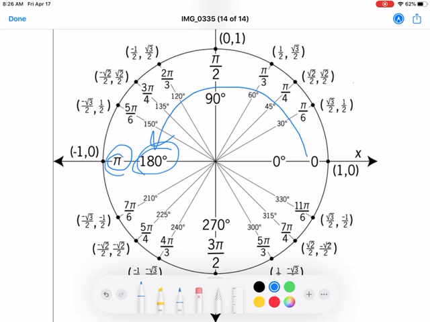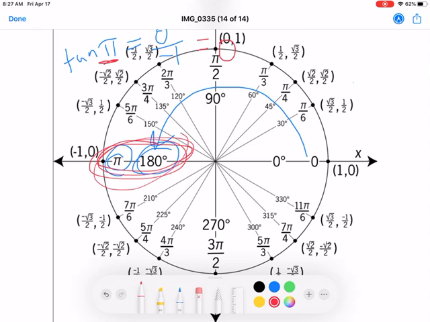So the tangent of pi is equal to 0 over negative 1, which is just 0. Now you may be wondering, wait, you said tangent of pi is tangent of 180. Yes, they are the same exact thing. I can give you radians or degrees. They mean the exact same thing. So tangent of 180 is equal to sine over cosine, or 0 over negative 1.